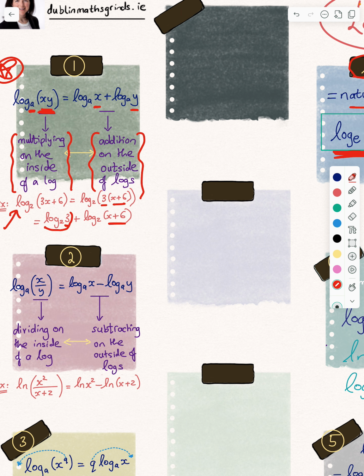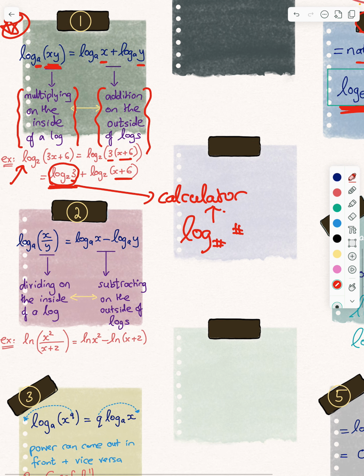And something to remember is that log of a number can go straight into your calculator. Sometimes that can be off-putting and you think, oh, this is another variable or something. No, it can just go straight into your calculator. Okay, if you get number 1, number 2 isn't the worst, so it is the division equivalent. So log of x over y is log of x minus the log of y, works for any base. And what you see here is you're dividing on the inside. That turns into subtraction on the outside, and there is an example.